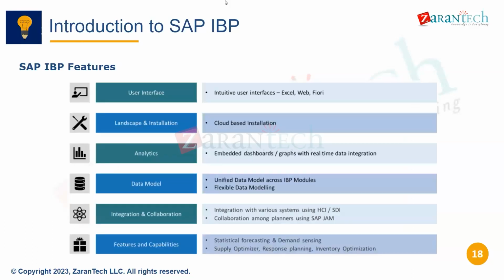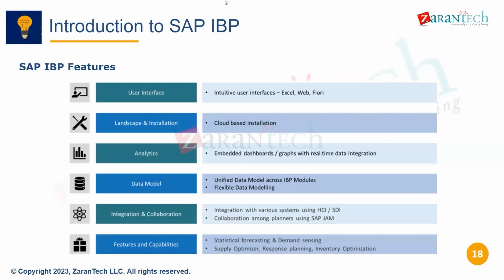Okay, so these are some of the features that we spoke about. First, user interface, landscape, and installation. It's a cloud-based installation, so information retrieval is fast, and you can store a huge amount of data in the cloud database, as you may be aware. Then it gives you embedded dashboards. You can create your own graphs in the IBP system. Because it has an Excel user interface, you can have your dashboards and graphs within the system, and publish them to whoever you want in the organization via email and so forth.